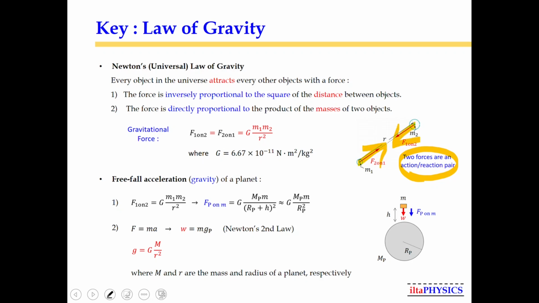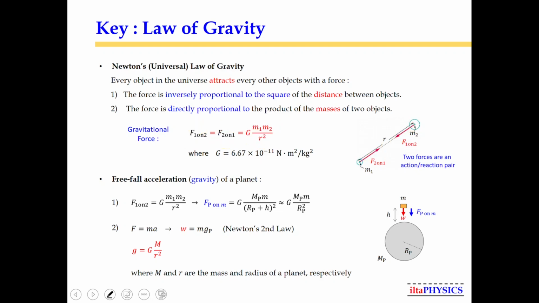Let's explain this with a quantitative formula. The force that object 1 exerts on object 2, which we can call F sub 1 on 2, is equal in magnitude to the attractive force that object 2 exerts on object 1, which we can call F sub 2 on 1. This force can be expressed as the universal gravitational constant times the product of the masses of the two objects, divided by the square of the distance between them.